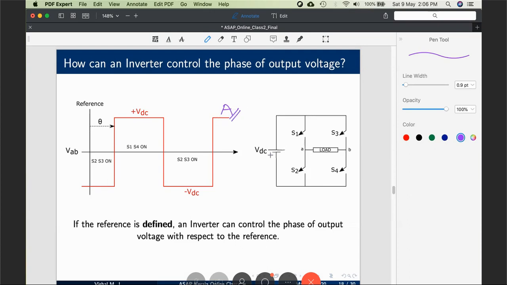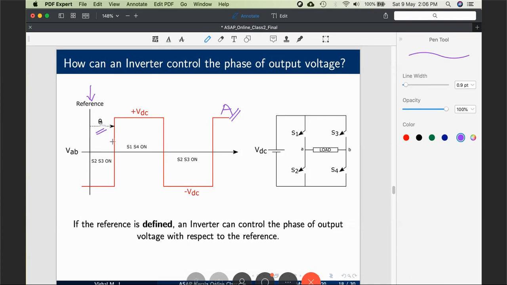Okay, and this is the DC voltage. This is a single phase inverter. The load is connected between terminals A and B, and I am drawing the waveform of VAB. My reference is this black line. I know this reference, and I have to synthesize my output voltage V at a phase displacement of theta degrees.